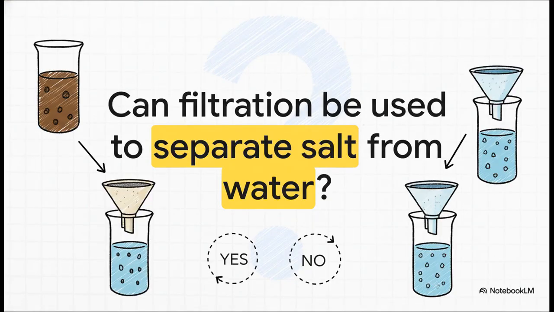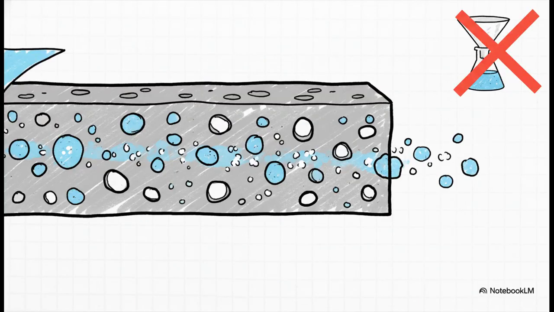Now, this brings up a very important question. If filtration is so good at separating mud from water, can we also use it to separate salt from water? What do you think? And the answer is a very clear no. This is a very important point to understand. You see, when salt dissolves in water, it breaks down into particles that are incredibly tiny, so small that they can easily slip right through the holes of the filter paper along with the water molecules. So remember, filtration only works for insoluble solids.